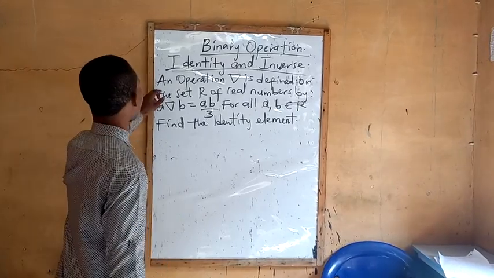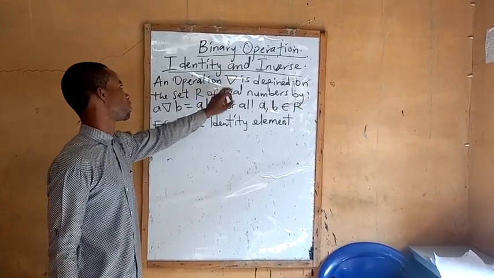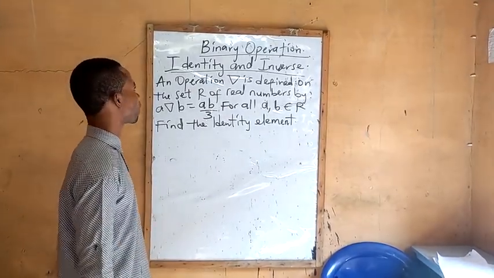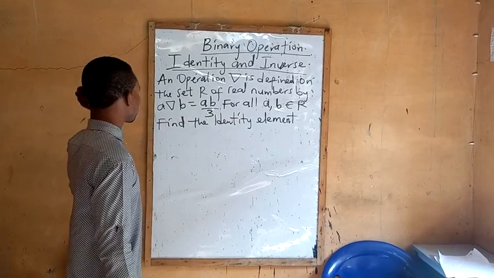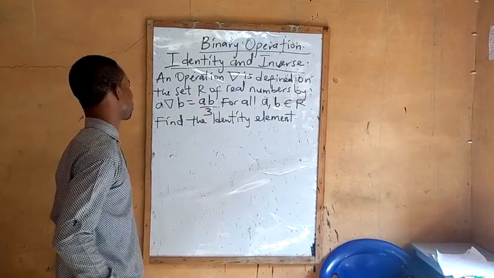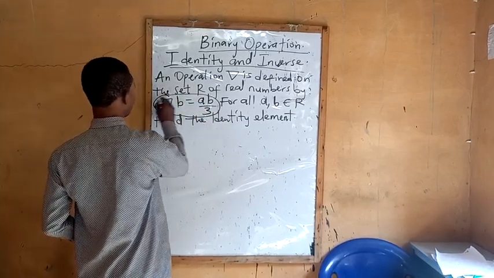They said an operation, this is a sign for binary operation, one of the signs for binary operations, the downside triangle, is defined on the set R of real numbers. This is what they give us, the definition for this binary operation.